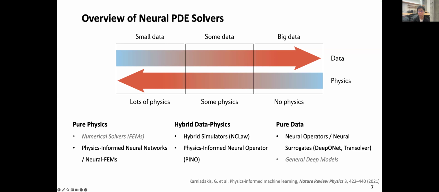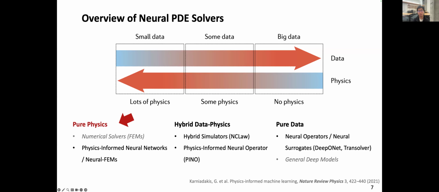The second is pure data. The representative work is neural operators. For this part, the physics are governed by the training data. The third is the hybrid methods, integrating neural networks into numerical methods, or introducing physics laws into neural operators, which is also known as physics-informed neural operators.